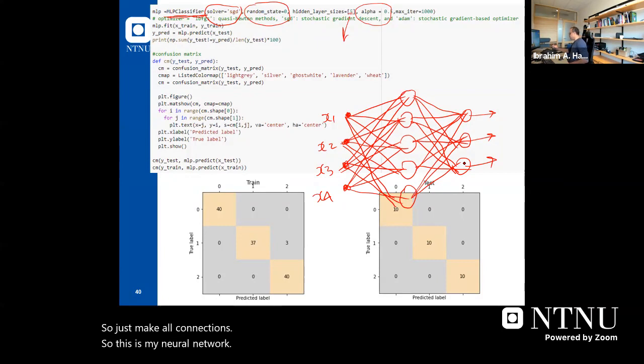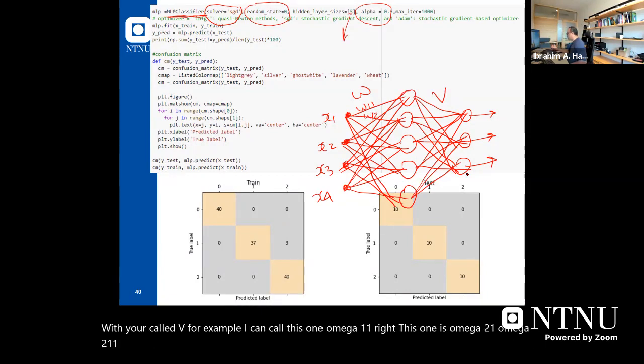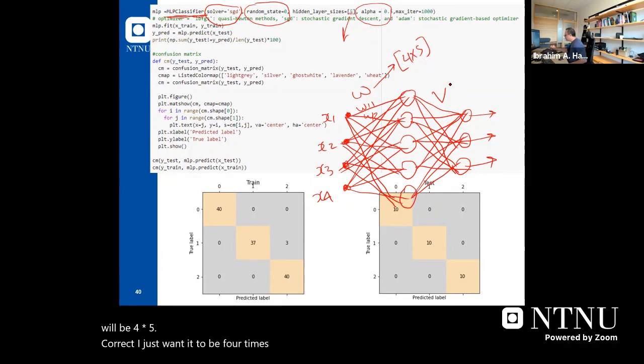Do you see? If the weights here are called omega, and the weights here are called V, for example, I can call this one omega 1,1, right? This one is omega 2,1, and so on. In fact, this one will be a matrix. The size of this matrix will be 4 times 5. Correct? And V, what is the size of V? V will be 5 times 3. So this is the amount of weights.